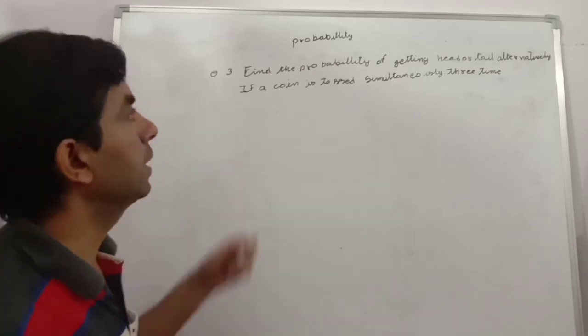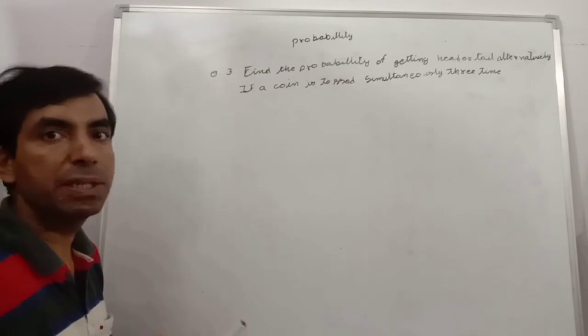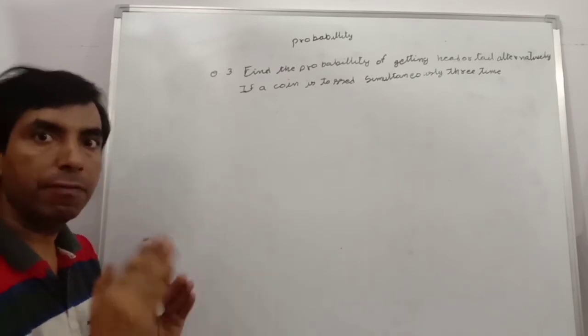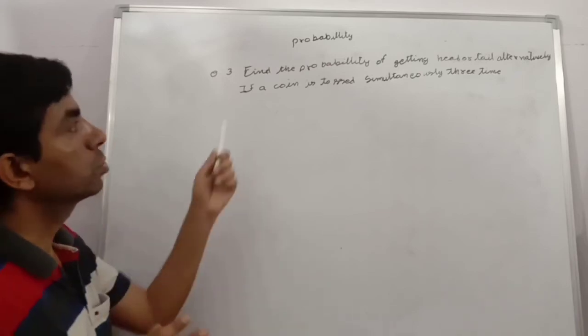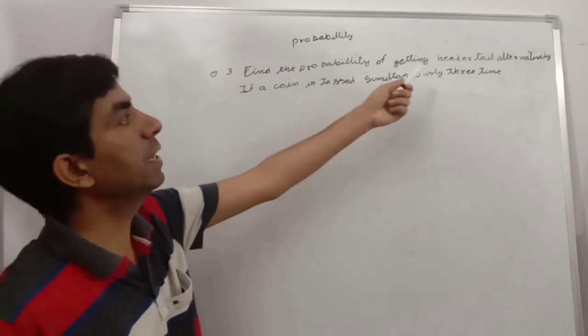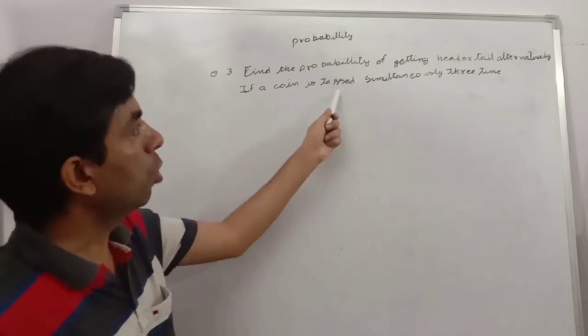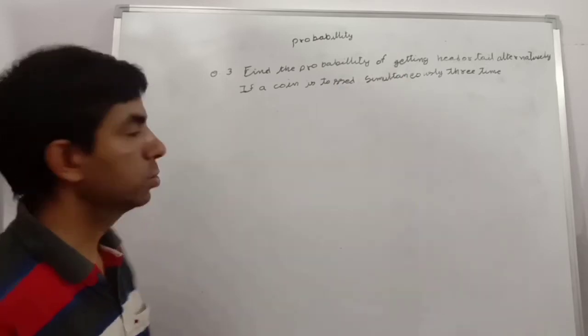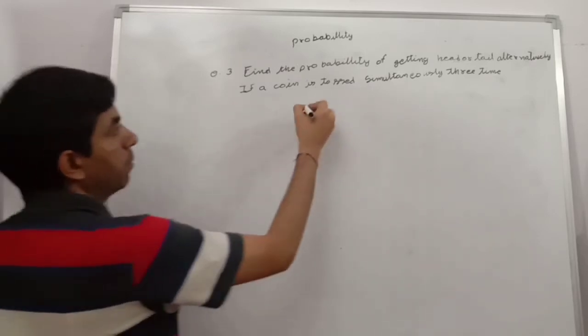Here we are given: find the probability of getting head or tail alternately. Alternate means one time head, one time tail, so they do not come continuously. So we have to find the probability of getting head or tail in alternate order. We will toss the coin 3 times. So first again I will check all possible outcomes.